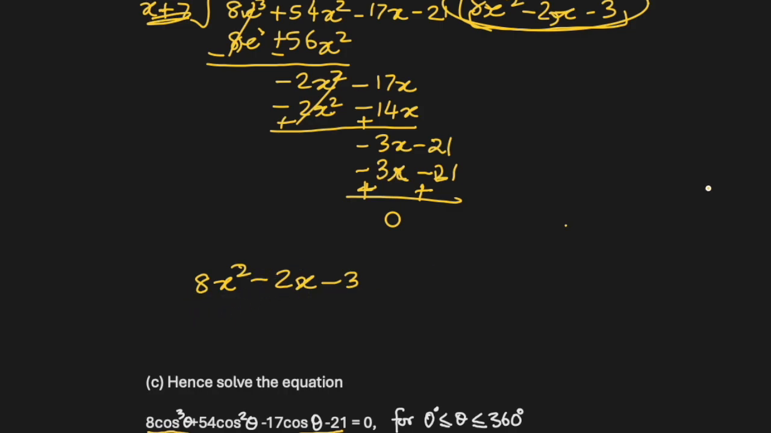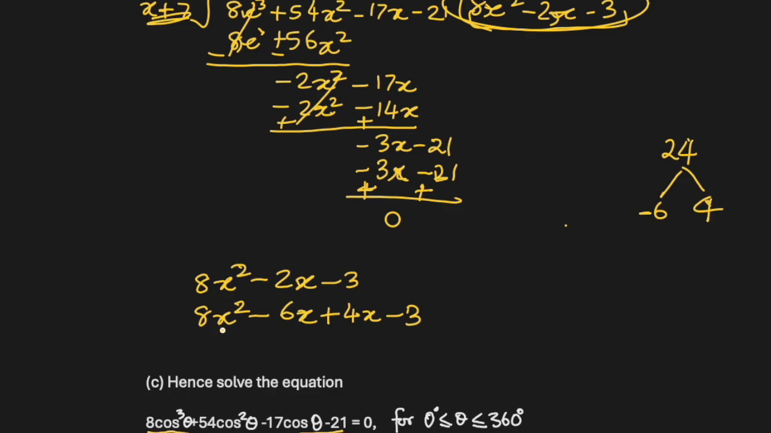8 times 3 is 24. So what are the two factors of 24 so that we get a difference of 2? It is 6 and 4. Yeah, but I want minus 2. That means 6 has to be negative, so that minus 6 plus 4 will be minus 2. So that's what I'll do here now. 8x square minus 6x plus 4x minus 3.